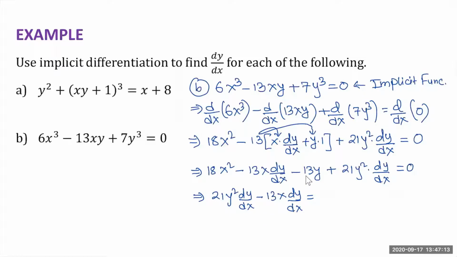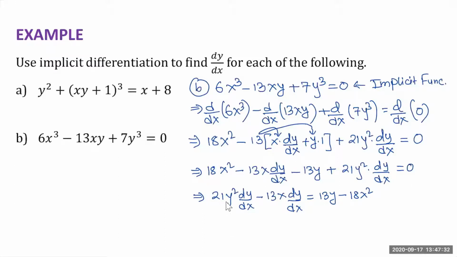So this 13y, if I move it to the other side, it will be positive 13y because I'm adding 13y on both sides. And if I move this to the other side, it will be negative 18x squared because I'm subtracting 18x squared on both sides.